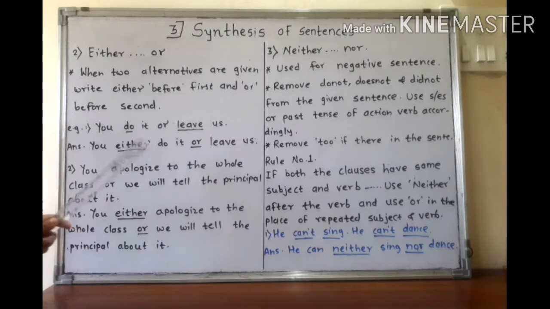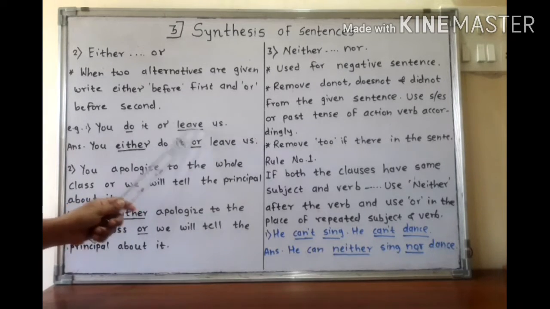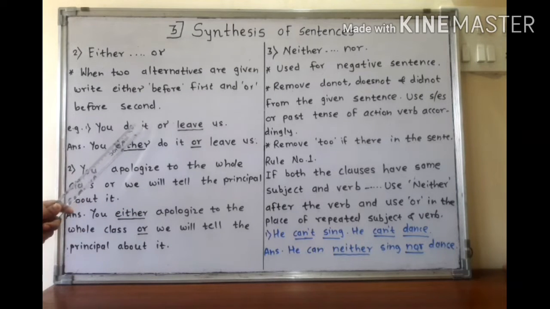It is very simple to use. You do it or leave us. Do it or leave us. These are two alternatives. So where to use either? Before this, do it, use either. Before this, leave us, use or, and write a sentence. You either do it or leave us.